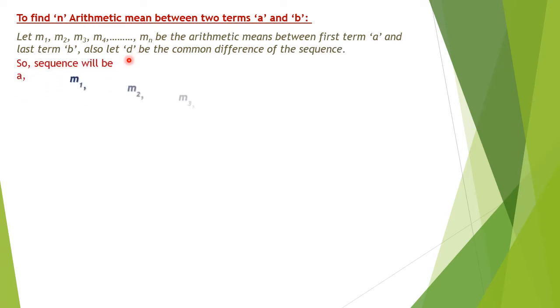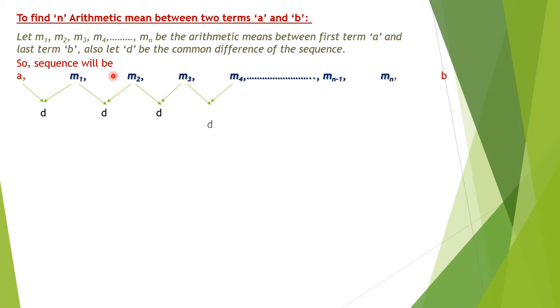So our sequence will be like this. There are n means between A and B, you can clearly see, and our second last mean is Mn minus 1. So the last mean is Mn and the first mean is M1. Now as this is an arithmetic progression, the common difference between the terms will be constant, and that will be the same. You can see here the gap between the terms is the common difference, and that common difference is equal and is constant throughout the sequence.